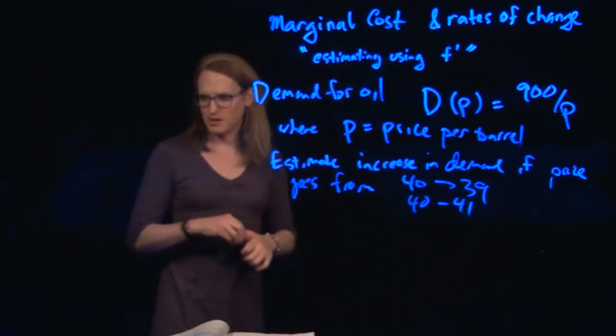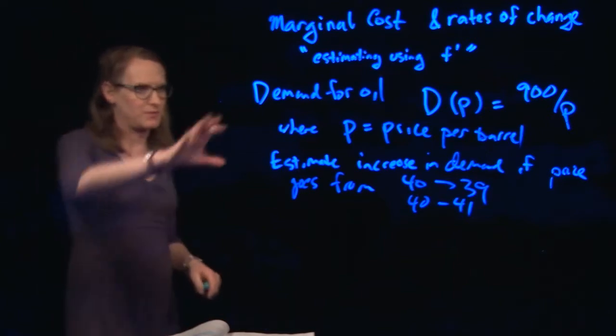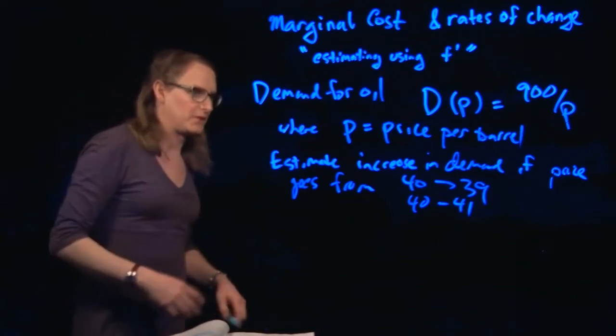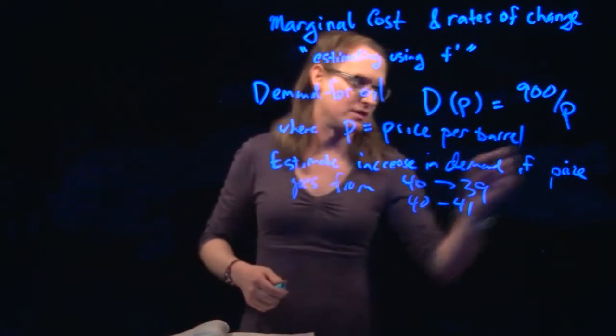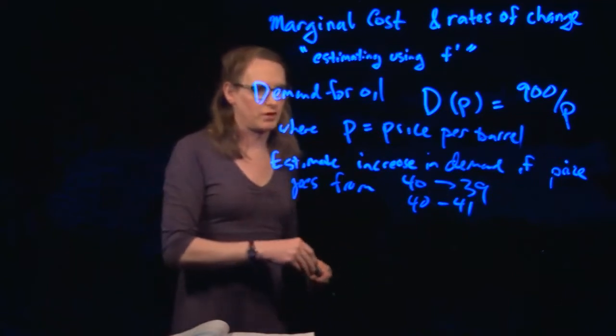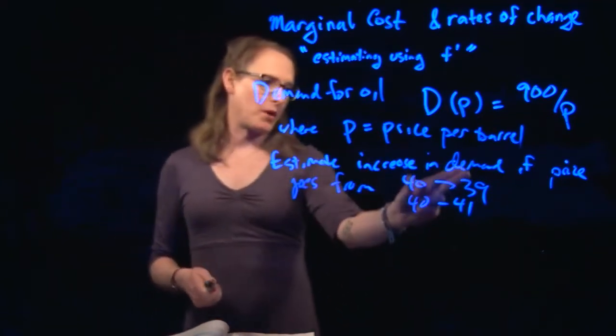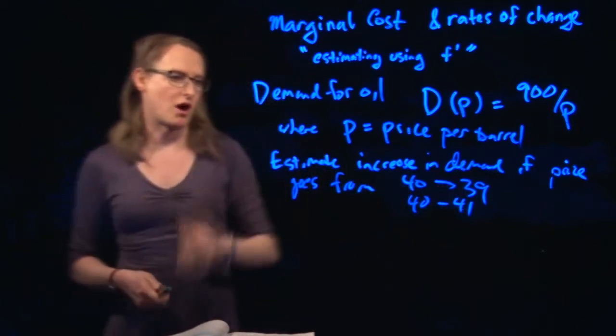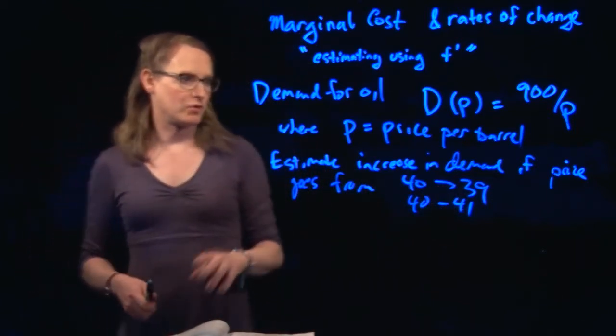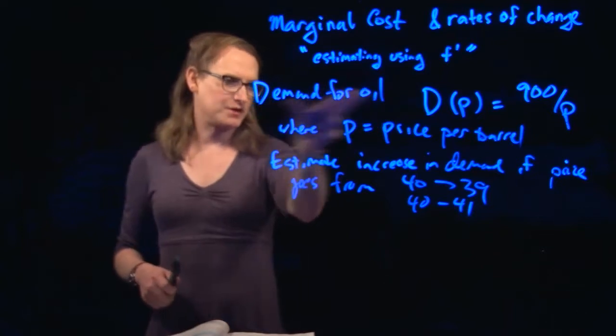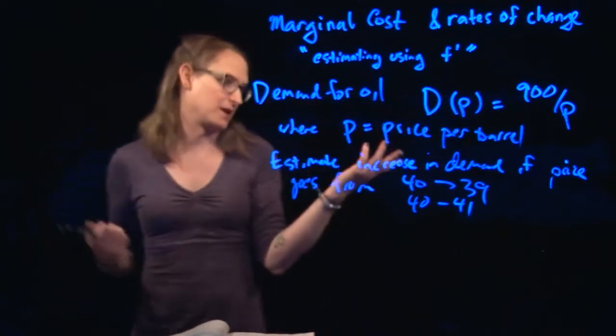So those are our two scenarios that we're going to think about. And we're going to estimate the increase in demand if the price, this says price, I swear it does, goes from 40 to 39 or 40 to 41. So these numbers are off by 1 from each other. Okay, marginal cost, sweet. We're going to have the demand, and we're going to see how the demand changes.